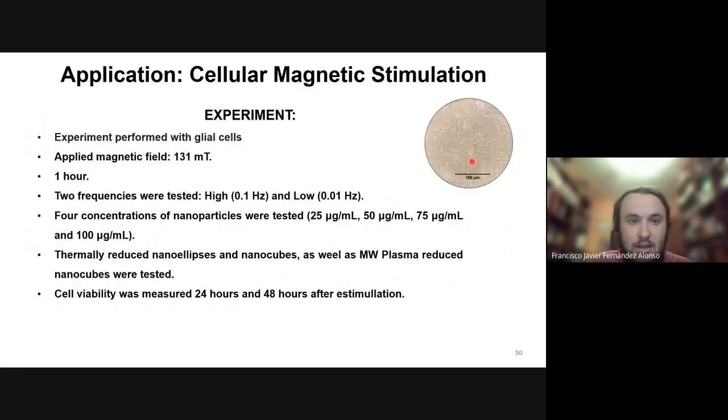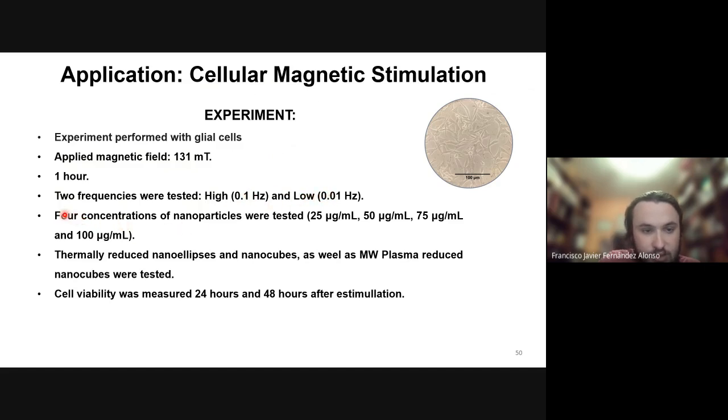We are trying to apply these nanoparticles for some biomedical applications, in this case cellular magnetic stimulation. For that, we performed some experiments with glial cells. We applied a magnetic field of about 131 millitesla for 1 hour, and we tested two frequencies, a high one of about 0.1 hertz and a lower one of 0.01 hertz.